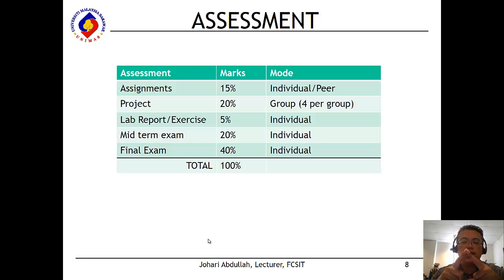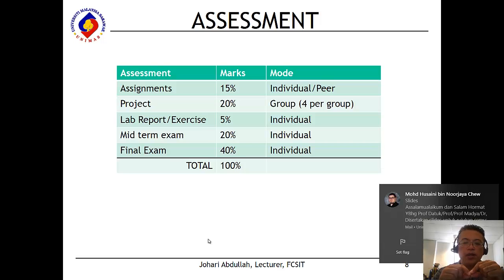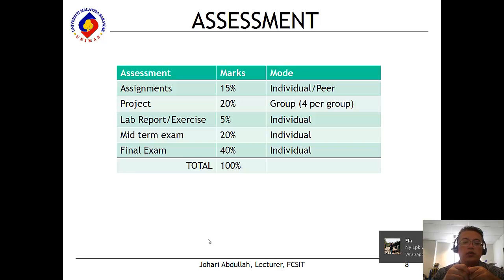Now, the key to get high marks, or probably to be able to get a high carry mark, is to go through your assignment, project, lab report in the following manners. And this applies not only for this subject, but for all the other subjects or courses that you take or are going to take in the future. Probably you have heard about this.